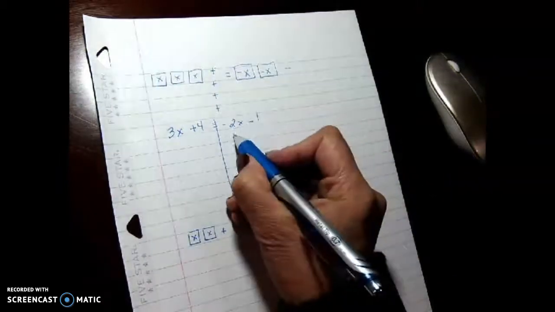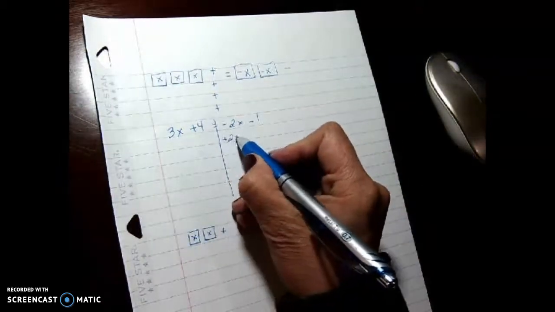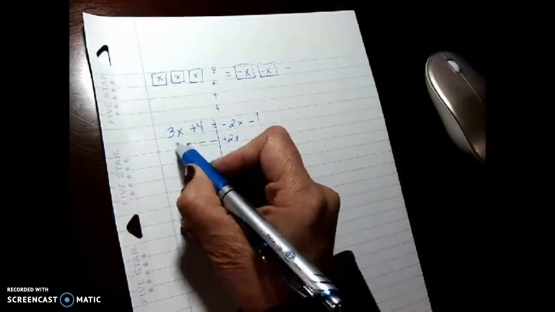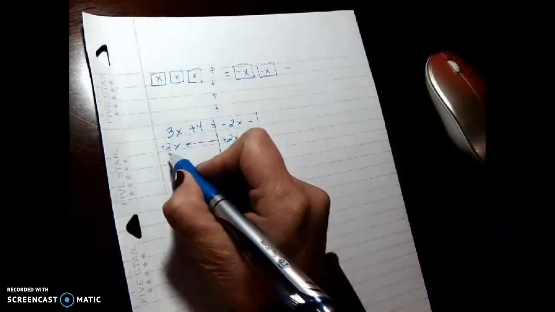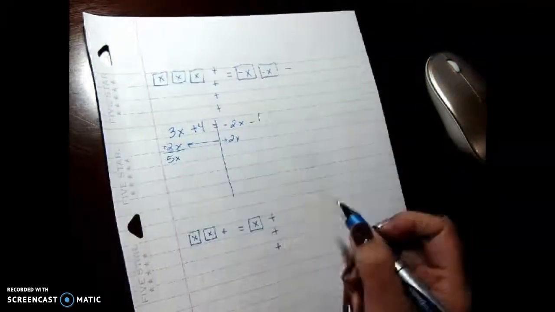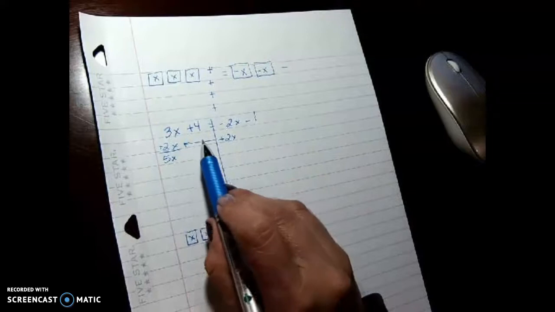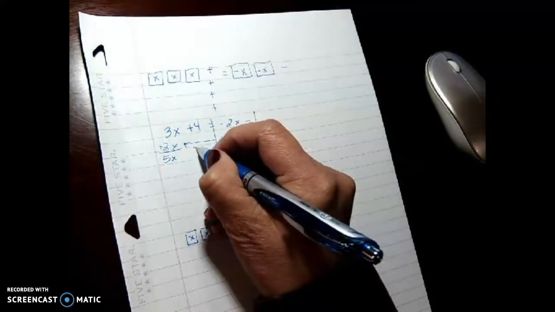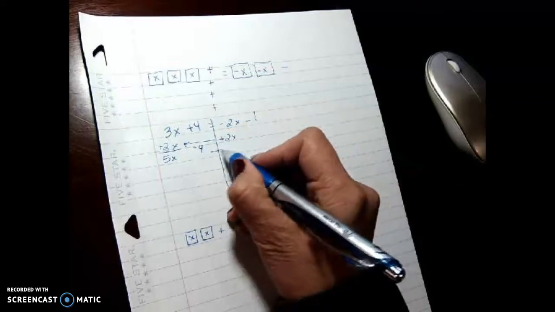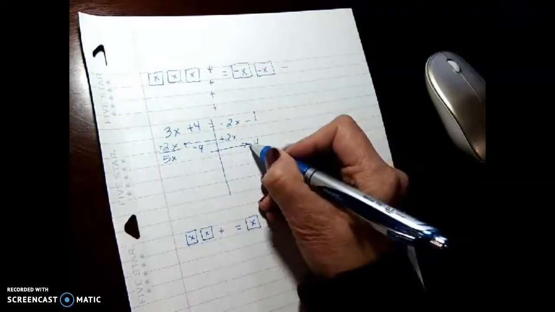I want to bring my x this way, so plus 2x, and I'm going to take it over here. 3x plus 2x is 5x. And then I want to take this positive 4, make it negative 4. And what I do to one side, I still do to the other side. It is a negative 4.